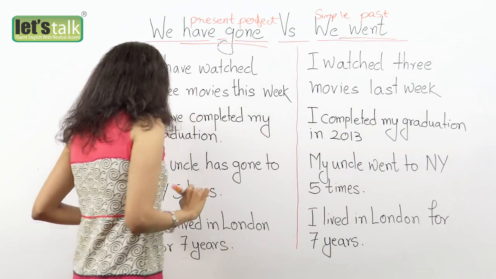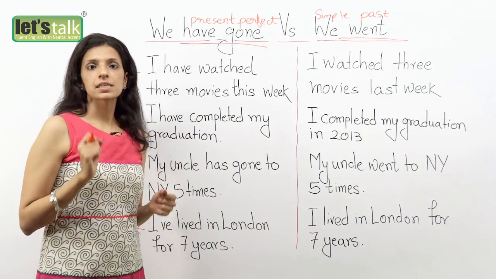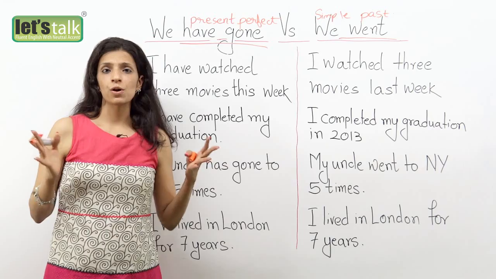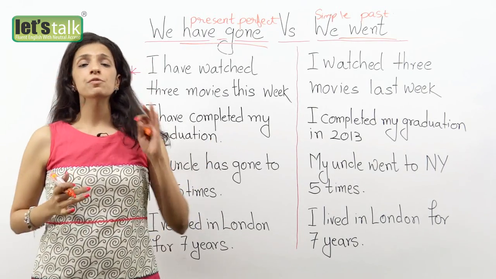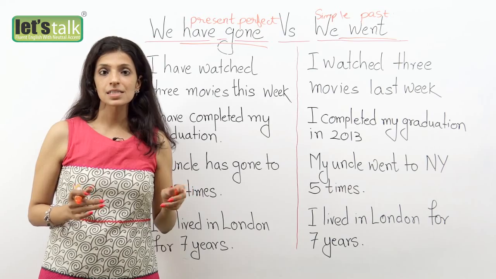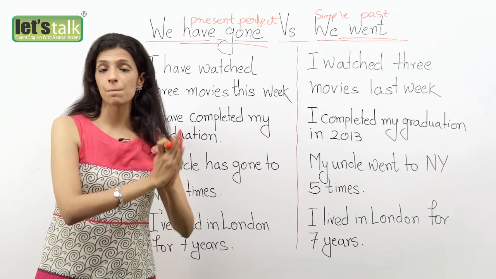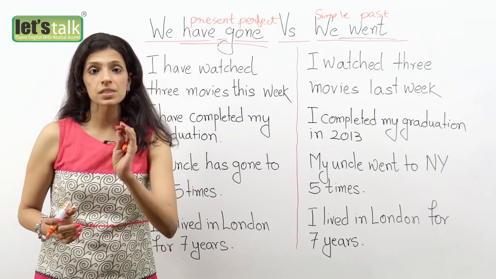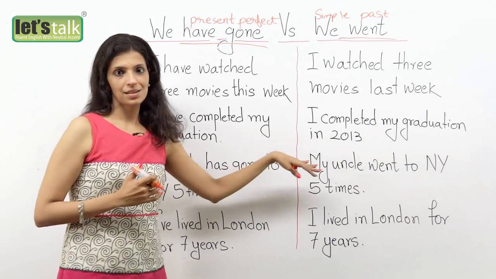Okay, so before we start, let's just recollect something that I've always told you in all my grammar lessons. There are three forms to a verb. First is the present, second is the past, and the third is the past participle. Okay, so remember this while we go through this lesson.